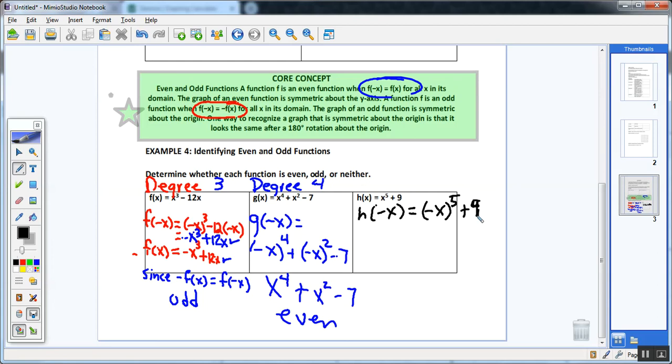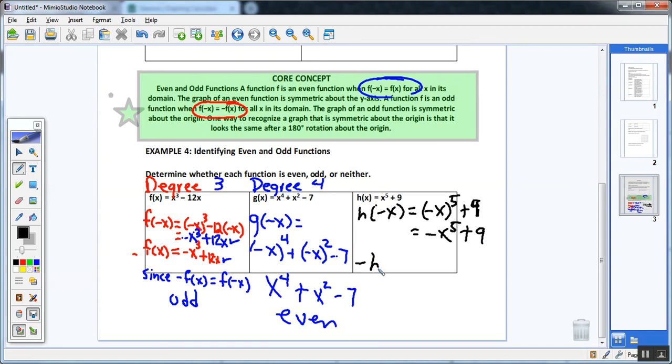Negative x to the 5th. Negative times a negative times a negative times a negative times a negative. Is this going to be negative x to the 5th or positive x to the 5th when you multiply 5 negatives out? It's going to be negative, you bet. So this is the same as negative x to the 5th plus 9.